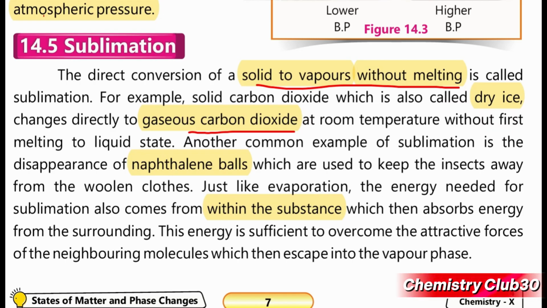Another example of sublimation is the disappearance of naphthalene balls. So naphthalene can also sublime. It exists in solid form. It can be directly converted to the gas form. So if we keep naphthalene balls in the cloth to keep the insects away, they will disappear, they will convert to gas phase.